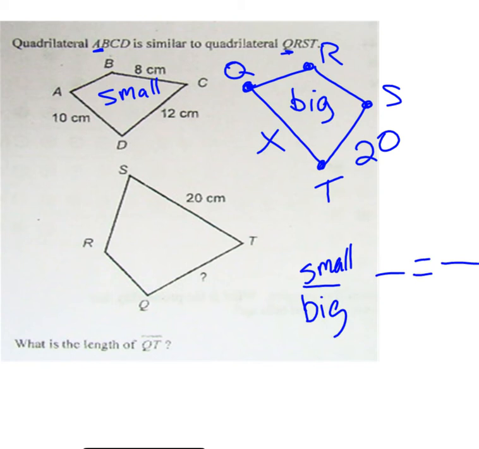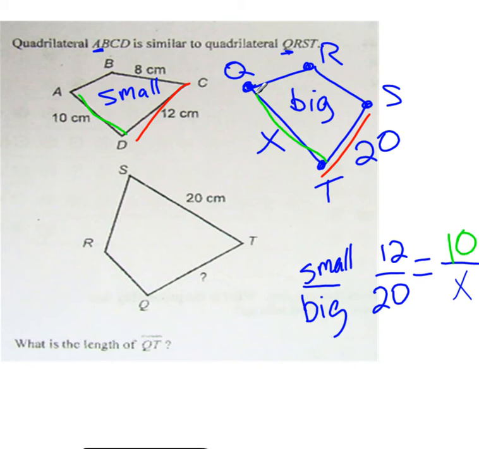Focus. We pick a side from our, let's say, if our big is 20, what does that correspond to on the small shape? 12. We see 20 and 12. Then we have X, and X corresponds to? 8. It says 8, right? If X and 10. 10. Okay? Now we have a proportion.